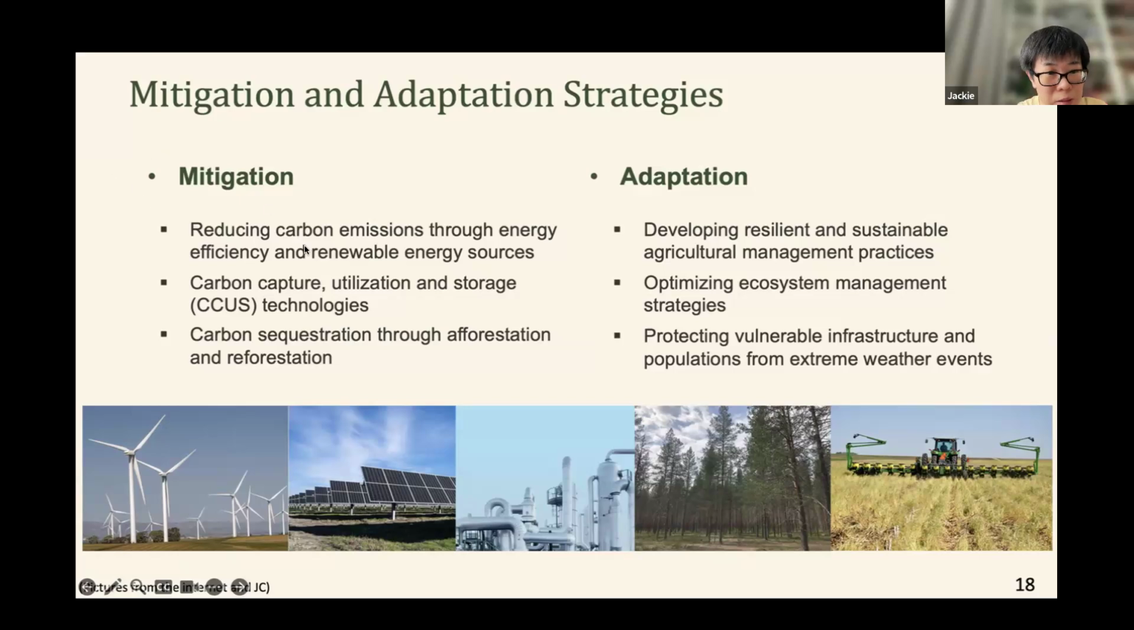So that is closely related to the agriculture greenhouse gas emissions that we will be focusing on in these 2 lectures. So basically mitigation and adaptation. As you can see, they are quite different strategies that we need to apply in the context of climate change. For example, if we talk about mitigation, we are talking about how we are going to reduce carbon emissions, for example through improving energy efficiency and also using renewable energy sources to replace the fossil fuel energy sources.